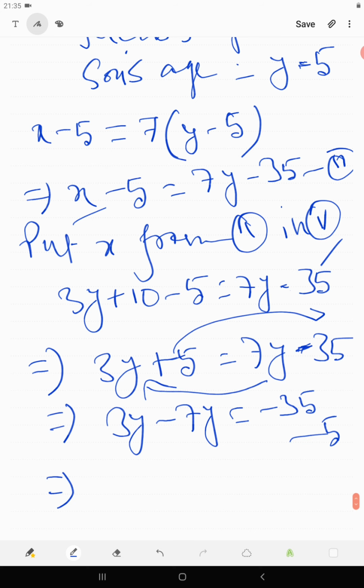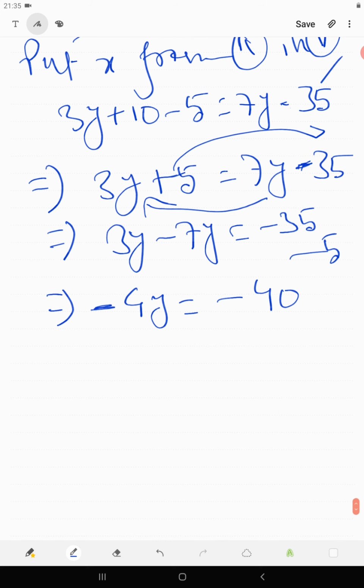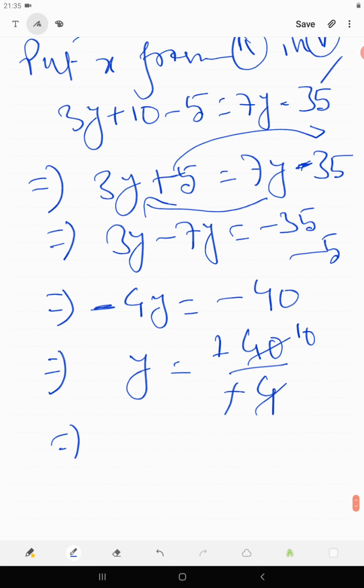So 3y minus 7y, which is bigger? 7, right? So the minus sign comes, because the bigger number's sign will come, and then do the normal subtraction from the bigger to the smaller. So 7 minus 3 is 4y. So minus 4y equals minus 40. So y equals minus 40 by minus 4, because minus 4 is multiplied with y, it will become division. Minus minus cancel, 4 10s are 40. So we got the current age of the son as 10.